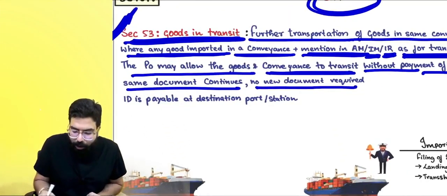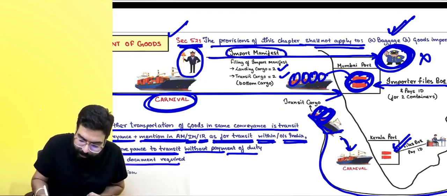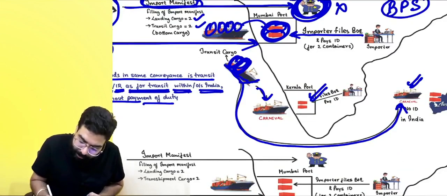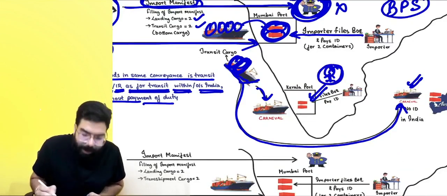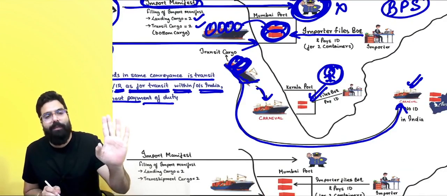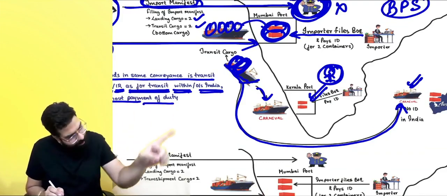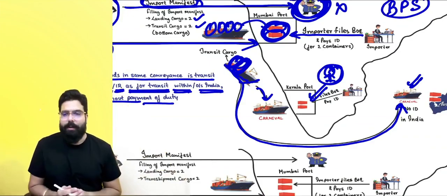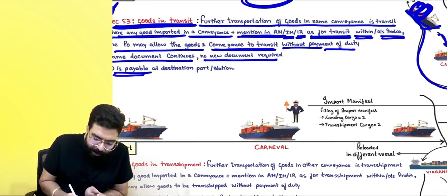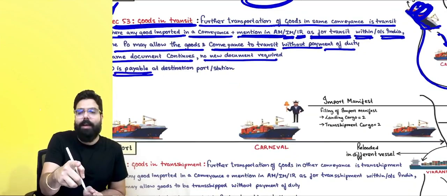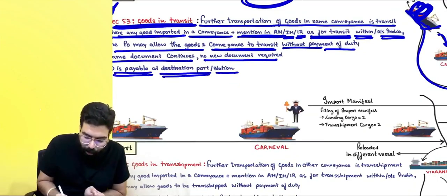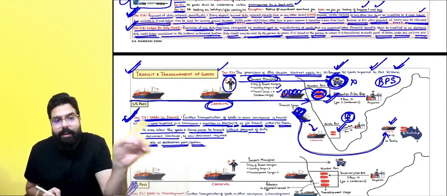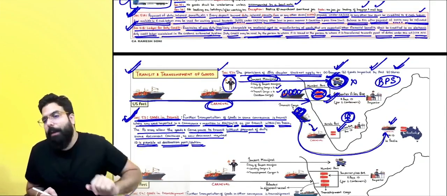And no new document; the same import manifest will work for this one also, and the same import manifest will be sent to the officer at the Kerala port. There will not be 2 import manifests. 1 import manifest will be filed, and it will be forwarded to the next customs officer. Import duty is always payable on the transit cargo at the destination port or station. At the intermediate port, the transit cargo related duty shall not be payable.